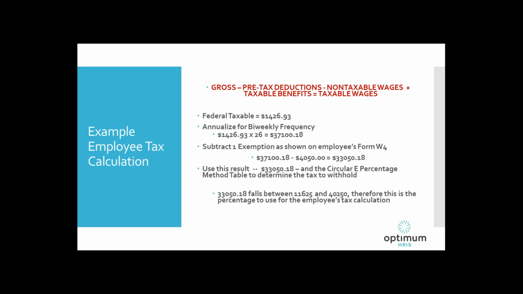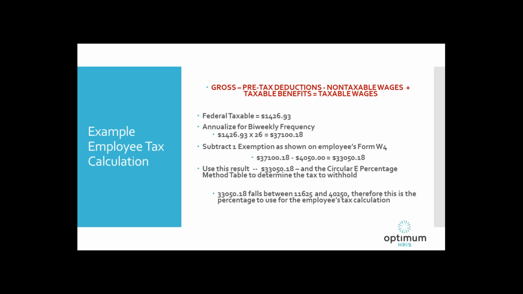We need to annualize our taxable wages. So our federal taxable from our calculation was $1,426.93. To annualize that for someone who's getting a biweekly pay frequency, we'll multiply that amount by 26 pay periods for an annualized wage of $37,100.18.